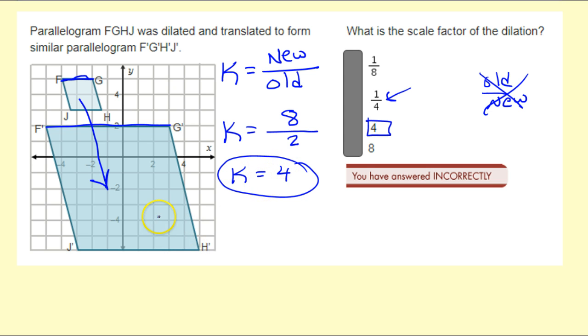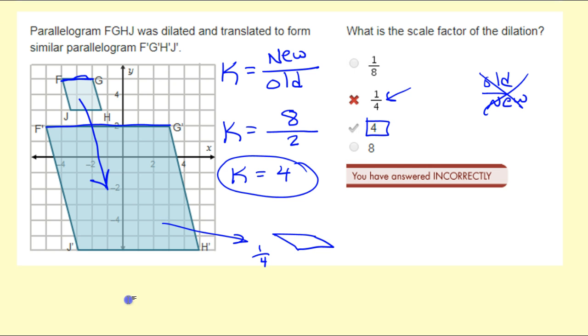If you were going from a big picture like this to a smaller picture like this, then you would expect the scale factor to be something more like 1/4 or 1/8 because it's getting smaller. All right, anyway, this should be the answer. In your notes, which I'm sure you're taking, make sure you write down new over old.